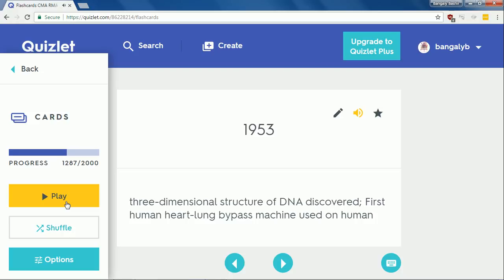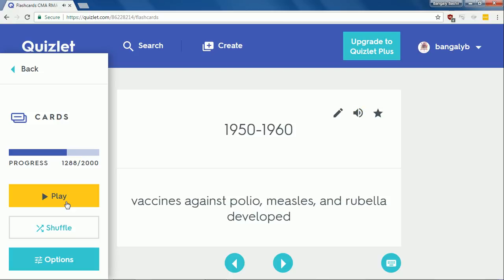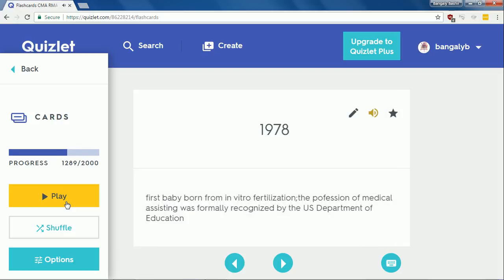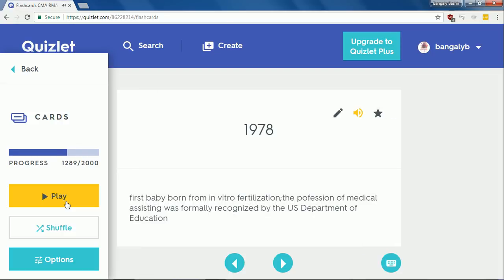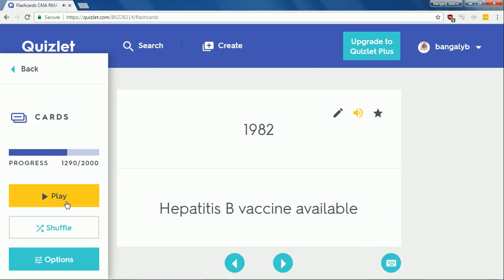1953, three-dimensional structure of DNA discovered, first human heart-lung bypass machine used on human. 1950-1960, vaccines against polio, measles, and rubella developed. 1978, first baby born from in vitro fertilization, the profession of medical assisting was formally recognized by the U.S. Department of Education. 1982, hepatitis B vaccine available.